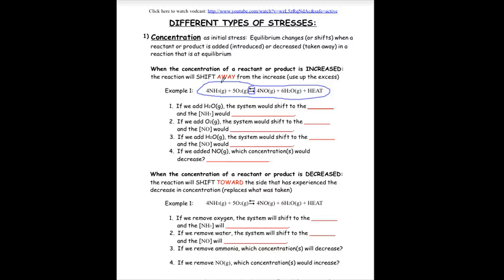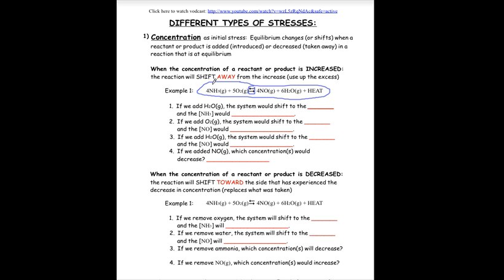If you remove something from a side, it's going to shift to the side that you removed it from. So for example, if I add NH3 or O2, add opposite. So if I add to this side, the equilibrium is going to shift to the right, which means that these will go up in concentration. Same thing if I add it to this side. If I add more water to this reaction, or more NO, it's going to shift to the opposite side.